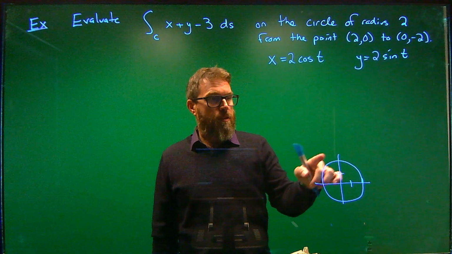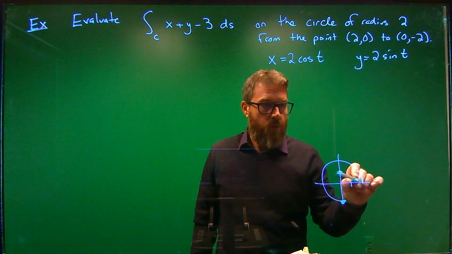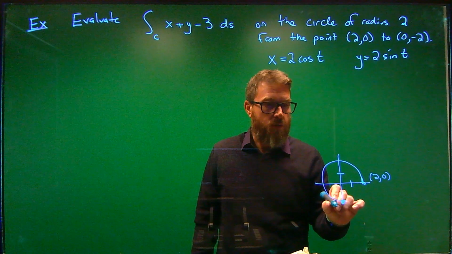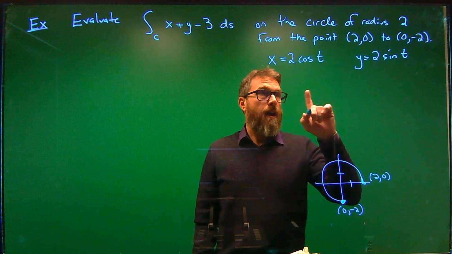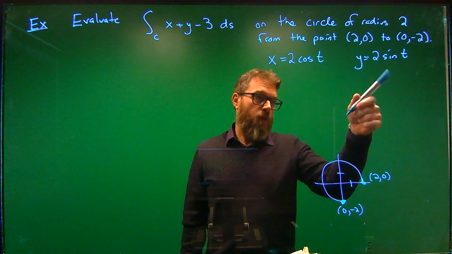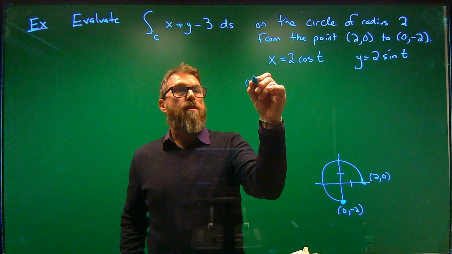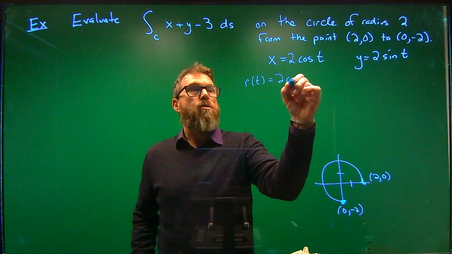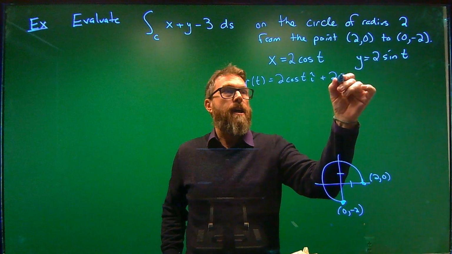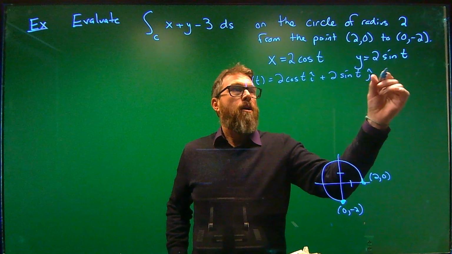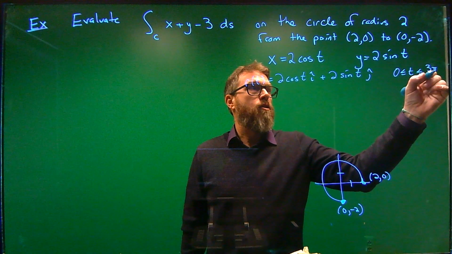Now I don't want to go from 0 all the way back to 0 again. I really want just this part of the circle right here. So we know that we're going to go from (2, 0) to (0, -2). So that really means that our t values, our angles, are going to be from 0 all the way to 3 pi over 2. So if I write this in r of t format, this is going to be 2 cosine t i plus 2 sine t j, where 0 is less than or equal to t, which is less than or equal to 3 pi over 2.